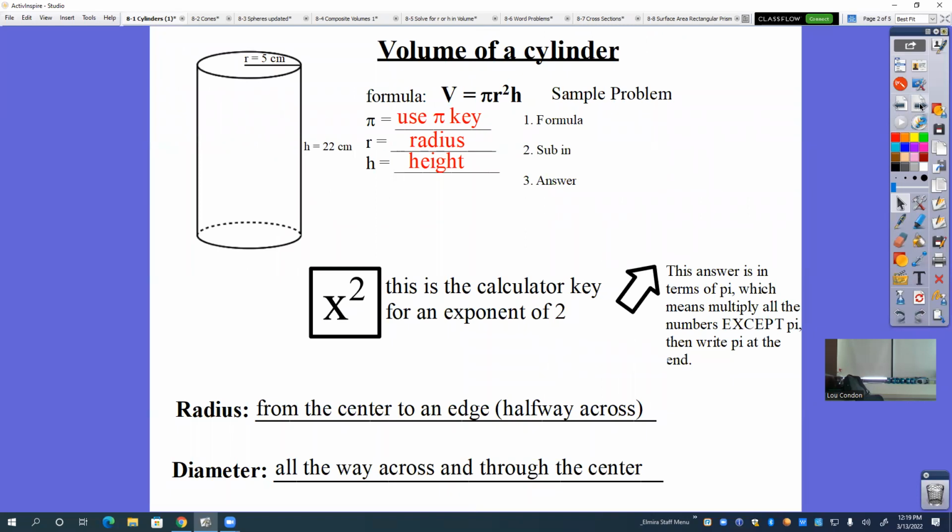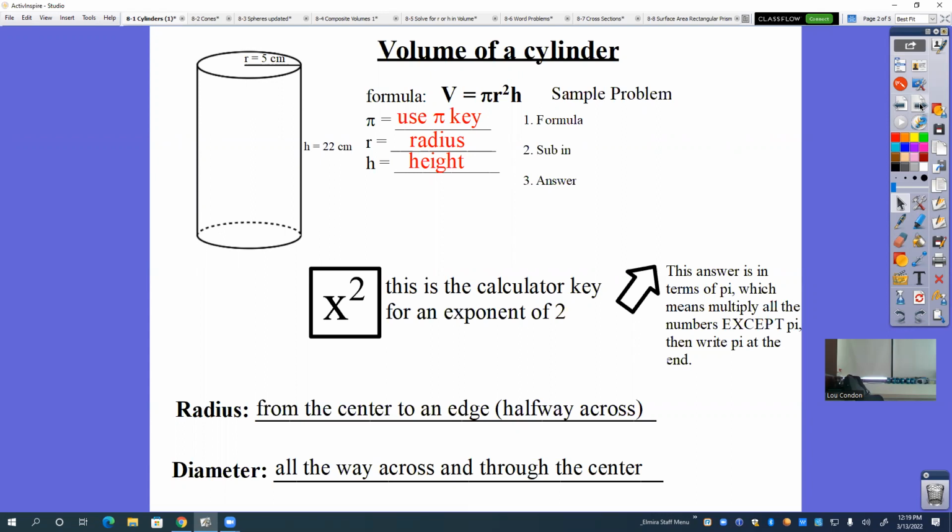To find the volume of a cylinder, the formula that you will use is V equals pi times the r squared times the h. The pi symbol is our pi key on our calculator. R stands for the radius of a circle. Radius is the halfway marking across the circle from the center of the circle to one of its edges. And h stands for the height of the cylinder.